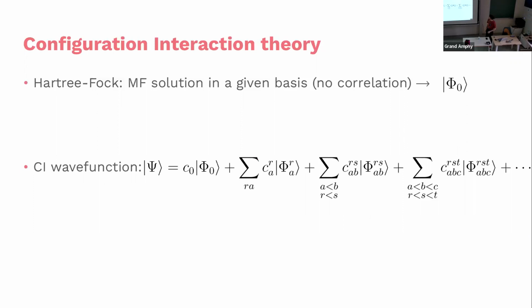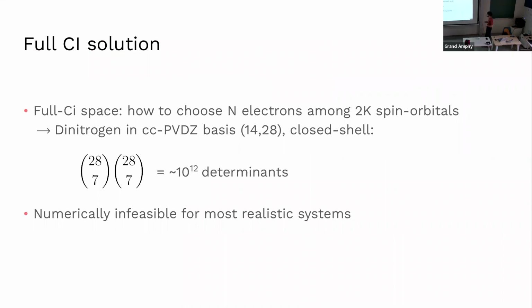Now the configuration interaction theory. So it is a post-Hartree-Fock method in which you start from your mean-field solution, Hartree-Fock, and you write an expansion of your Hartree-Fock Slater determinant and all possible excitations upon your Hartree-Fock Slater determinant. So if you want the full CI solution, that is all the possible determinants you can have in the CI. So this is basically a combinatorics problem.